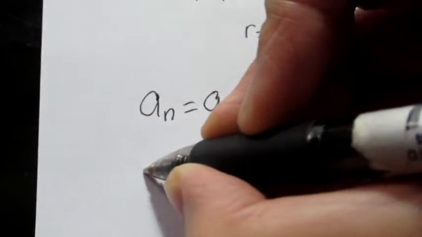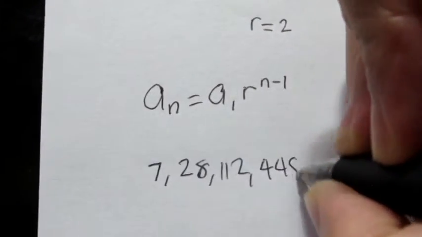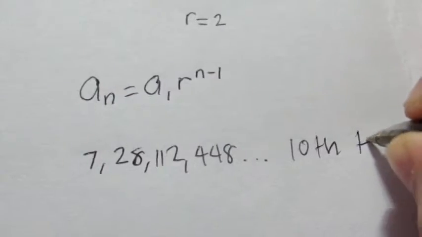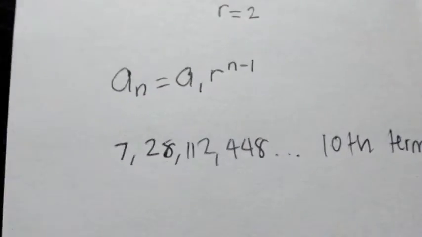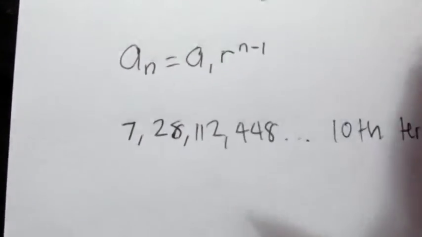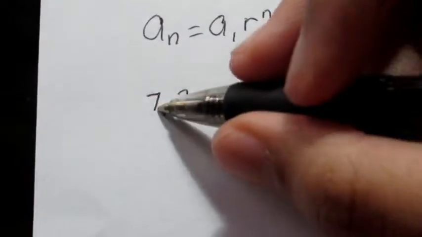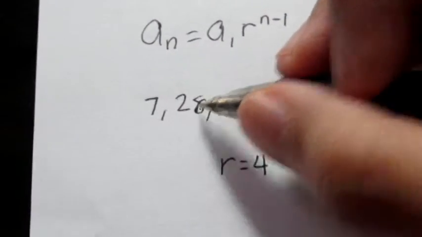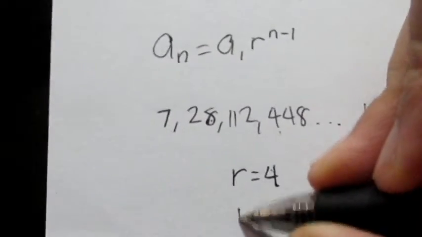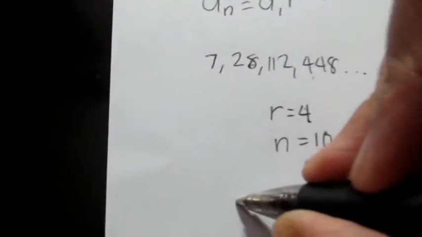Another example would be 7, 28, 112, 448, and so on. We're going to find the 10th term. We're just going to substitute 7 as our first term, which is a sub 1. Our common ratio is 4, since 7 times 4 is equal to 28, 28 times 4 is equal to 112, and so on. Our number of terms, n, is equal to 10. And with that, we're going to substitute.